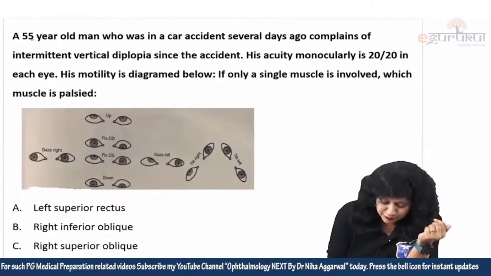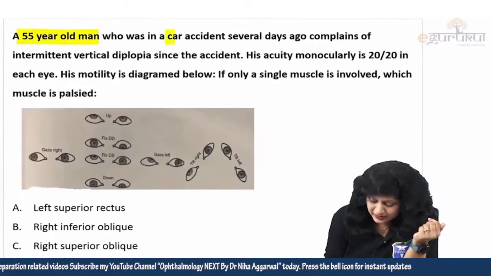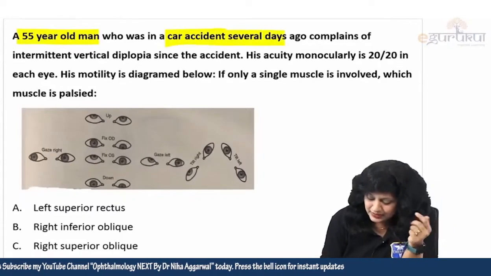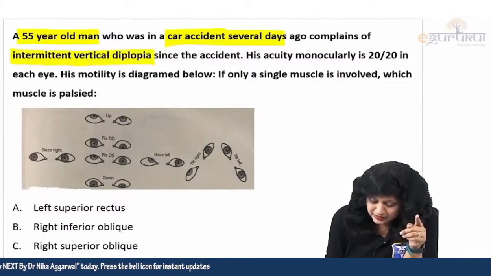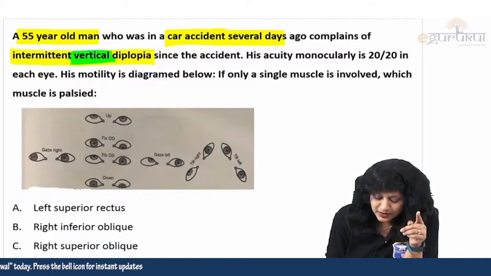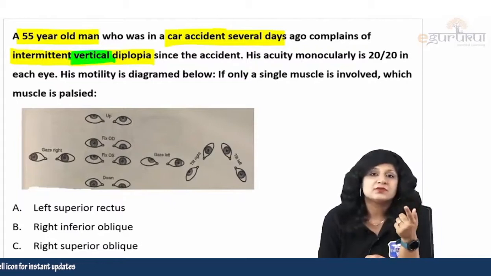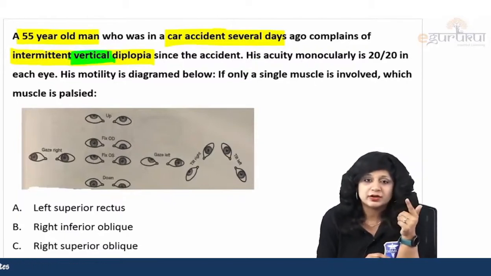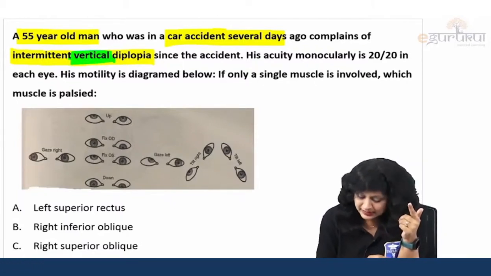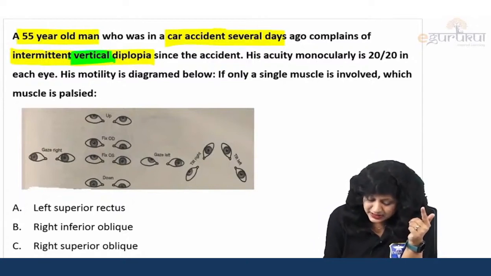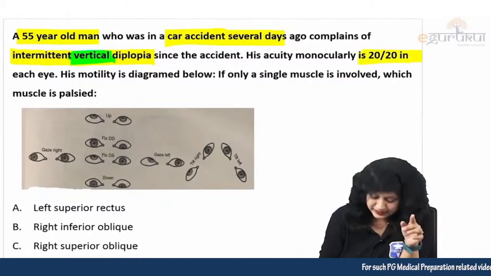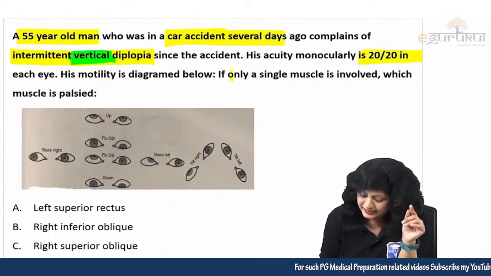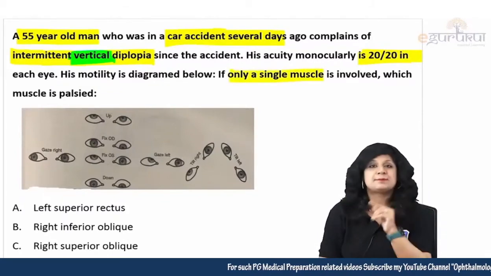We have a 55-year-old man who was in a car accident several days ago. Now, he is having intermittent vertical diplopia. So here what you have to see is that the person is having vertical diplopia. That means the muscle that is involved is an elevator or a depressor. Since his visual acuity is 20/20 in each eye, visual acuity is not affected. Motility is diagrammed below. If only a single muscle is involved, which muscle is paralyzed?